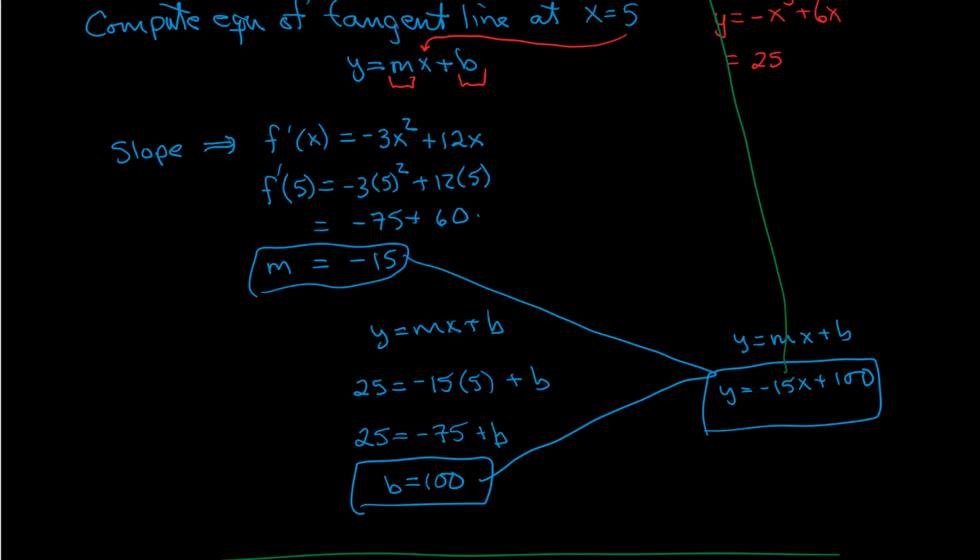Now, look what we have. Here we have the slope of 15. Here we have b is 100. All we got to do is plug those into y equals mx plus b over here, and we get the equation of the line tangent to our function at the point 5, 25. Be sure that you're able to do these equations of tangent lines. These are going to be very important for us as we move into economic applications.